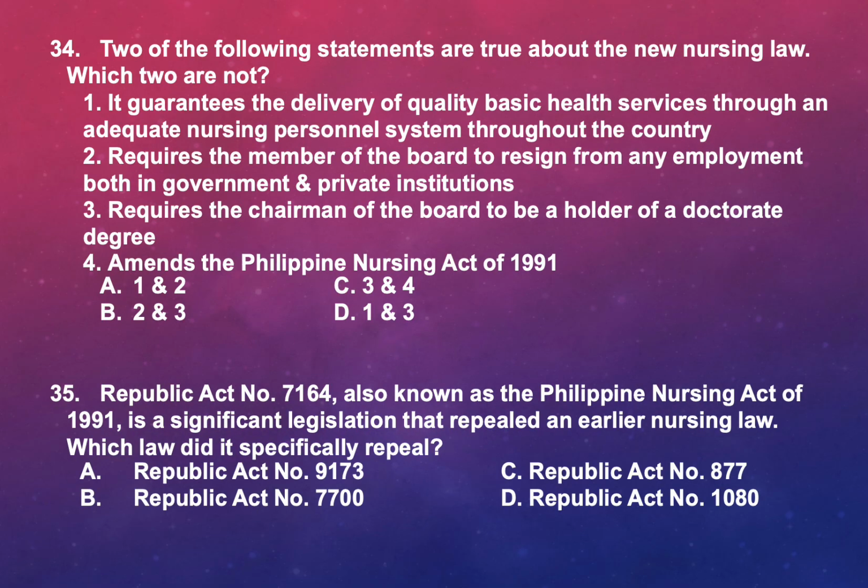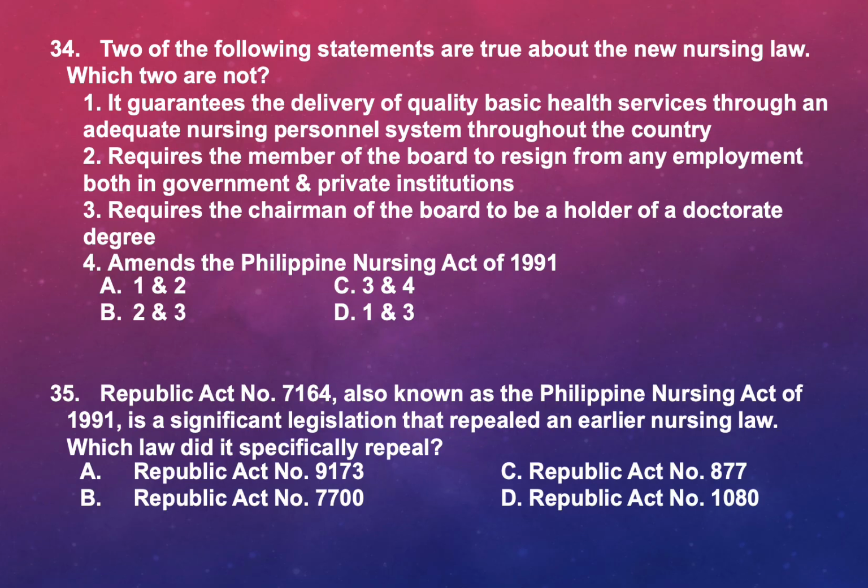34. Two of the following statements are true about the new nursing law. Which two are not? The correct answer here is 1 and 3. It guarantees the delivery of quality basic service through an adequate nursing personnel system throughout the country, and requires the chairman of the board to be a holder of a doctorate degree, because the requirement is just a master's. 1 and 3 only.